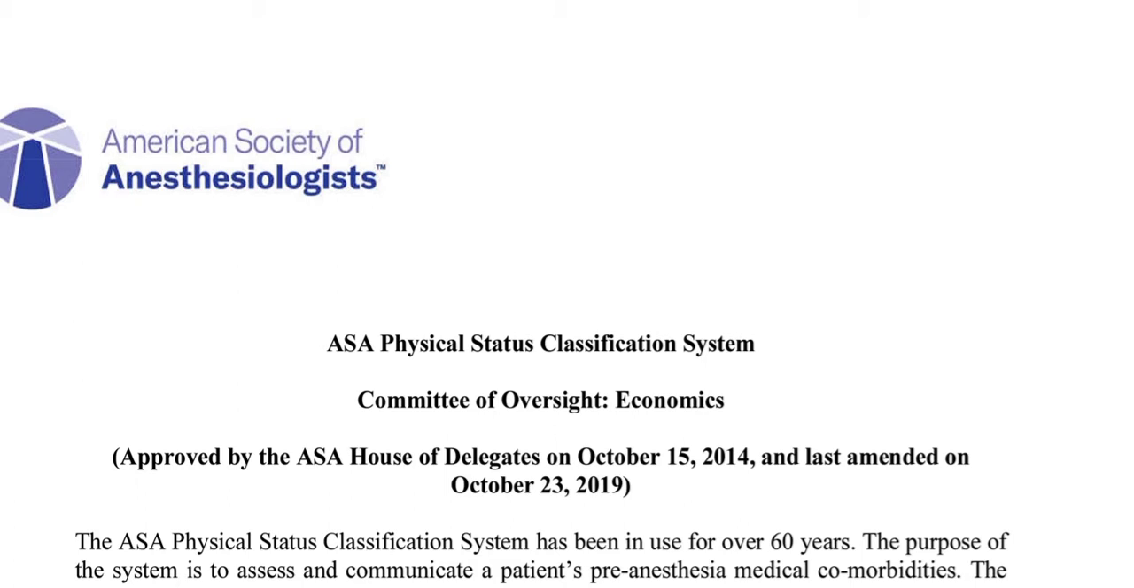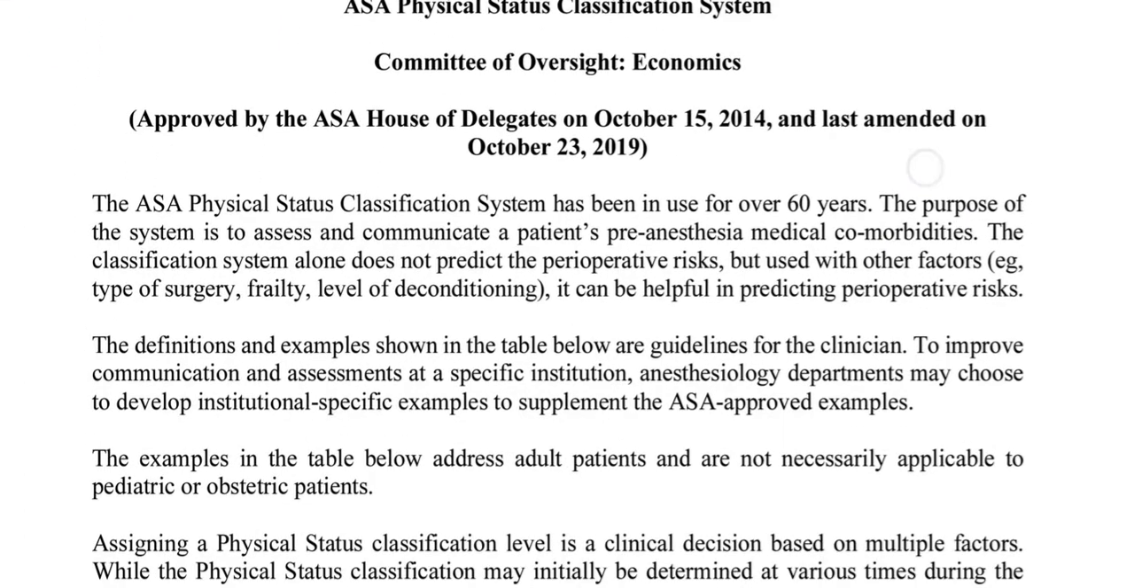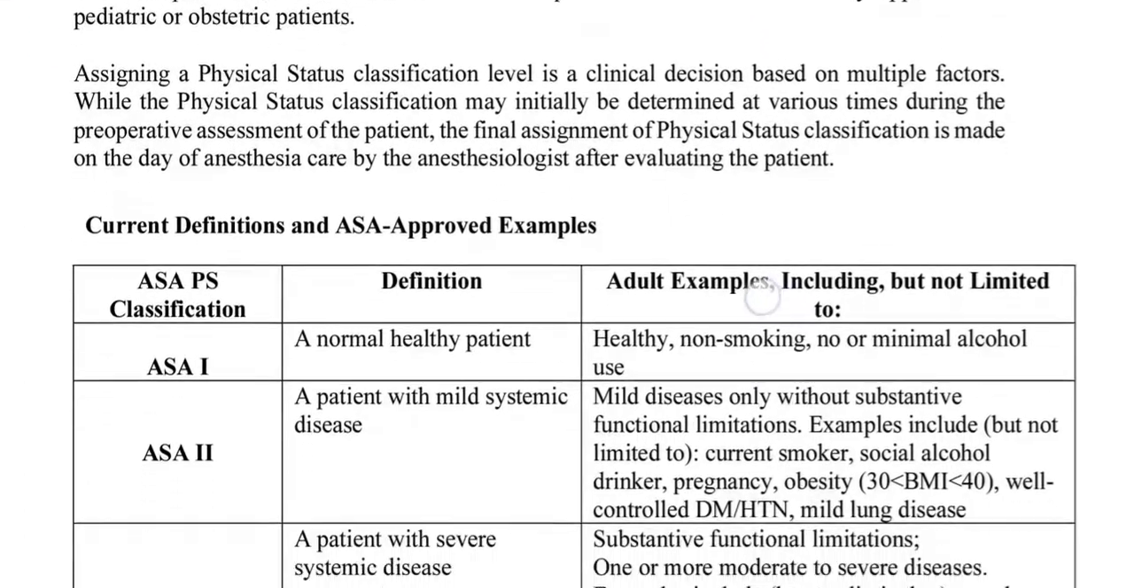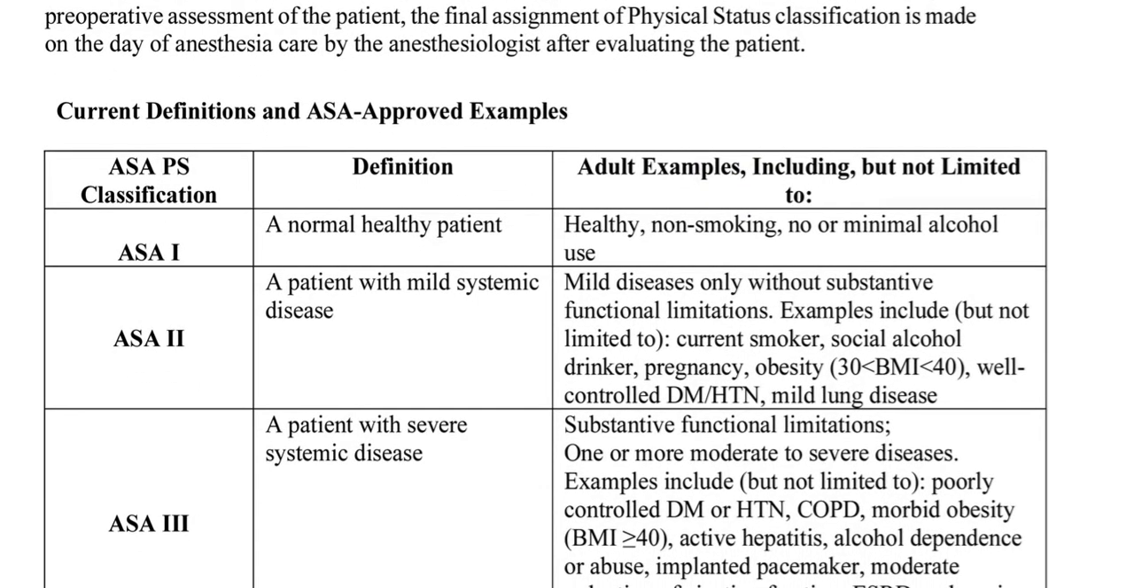So first we'll discuss what the use of this classification system is. This is a classification system to measure the medical risk of a patient who will undergo a surgery. The purpose of the system is to assess and communicate a patient's pre-anesthesia medical comorbidities. So it is important for the patient as well as the anesthesiologists and surgeon. Now we'll discuss the classification proper.